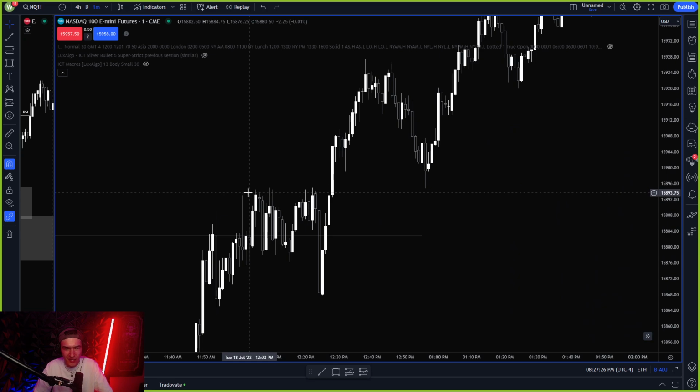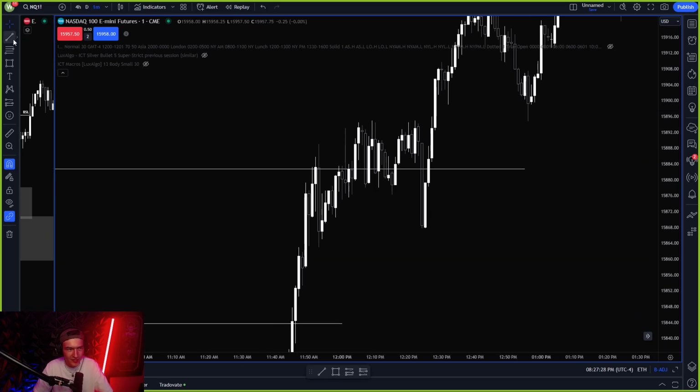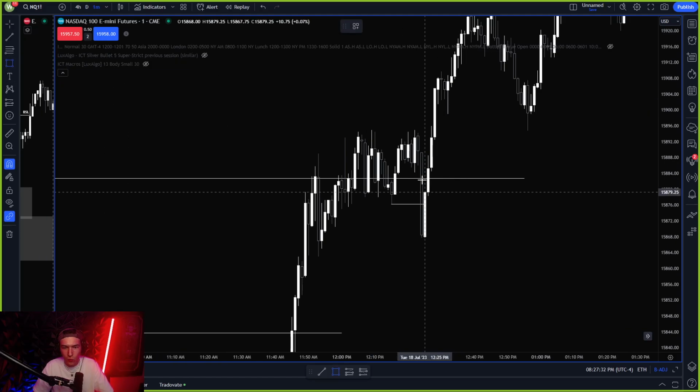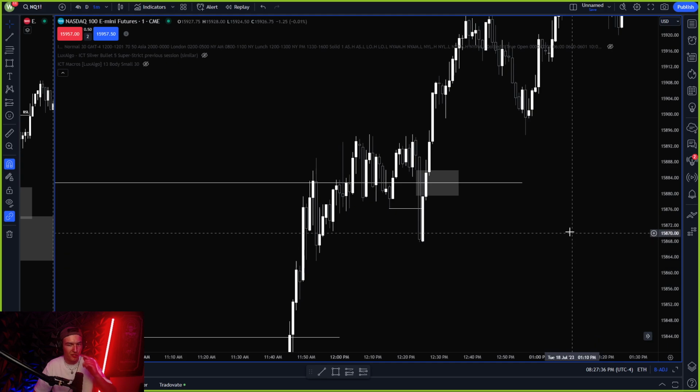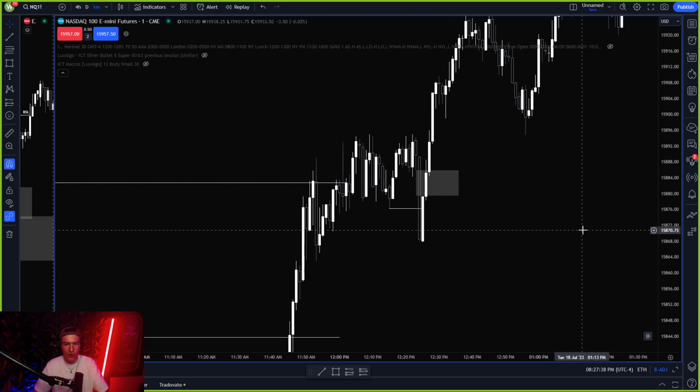Now, this kind of tricks you right here, because we take out that high and you're like, hey, market structure shift, we have a fair value gap here, I need to short this. Why would you not short this? Somebody tell me. Why is this a lower quality short?